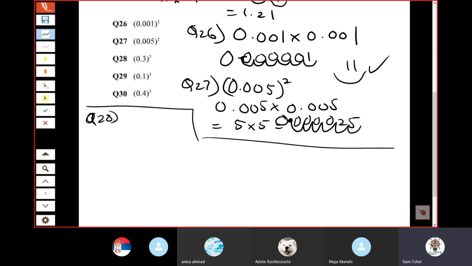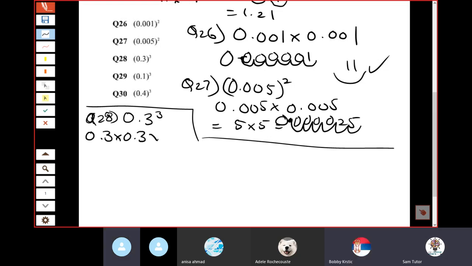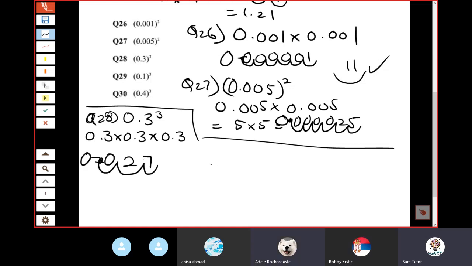Question 28. 0.3 cubed. Okay, Bobby, this one's for you. Do you remember what to do when it's cubed? Not really. So times it by 3. Nah, times it by itself 3 times. You've got to learn to say that. So 3 times 3 times 3 becomes 27. And then how many times are you going to go back? 1, 2, 3. That's the answer that we're looking for.